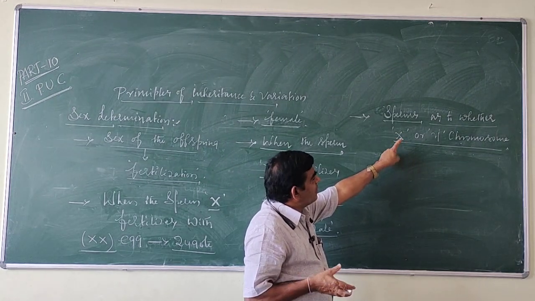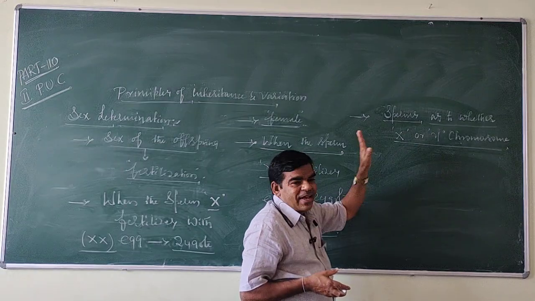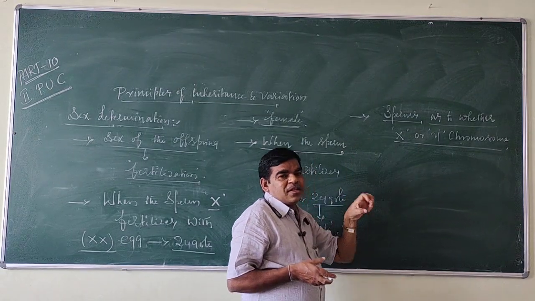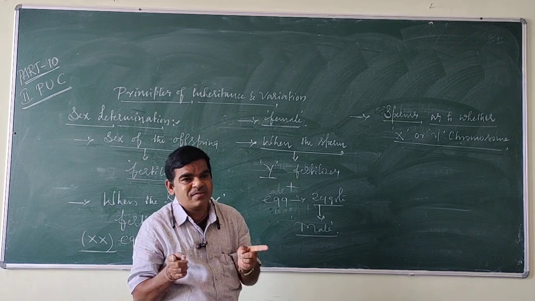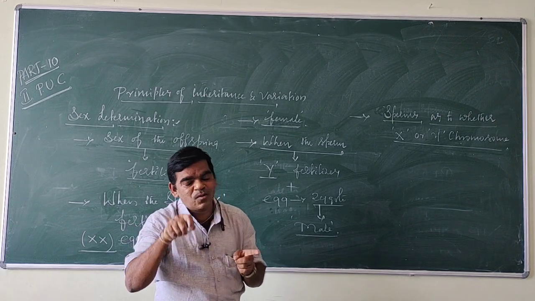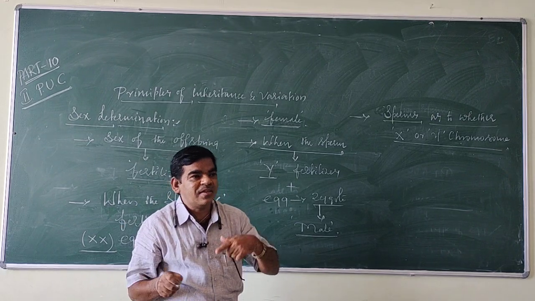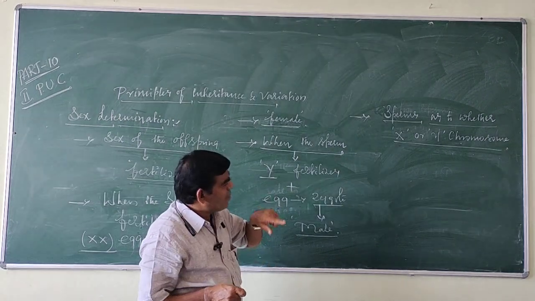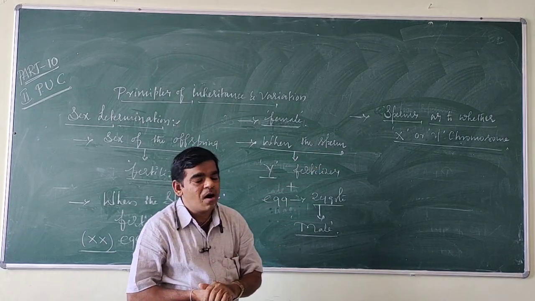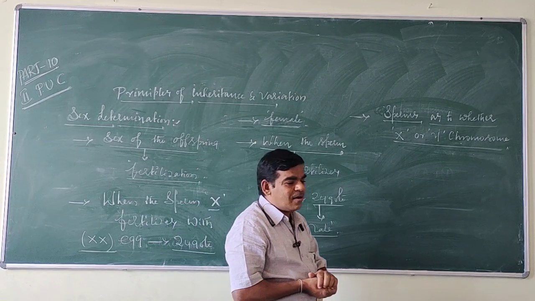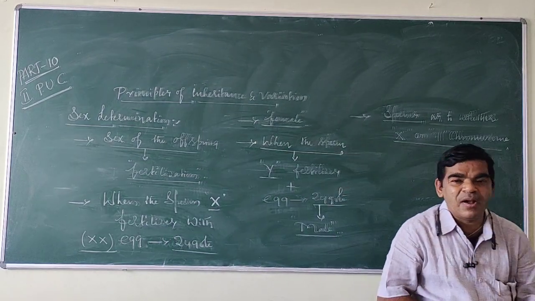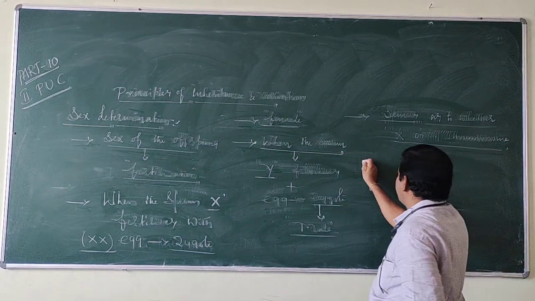As to whether the sperms contain X or Y chromosome. Clear? The sperm decides whether it contains X chromosome or Y chromosome. This X or Y chromosome determines the sex of the offspring. This is called the sperm's genetic makeup. Clear?